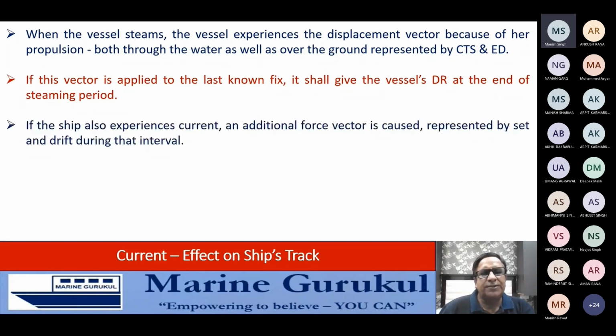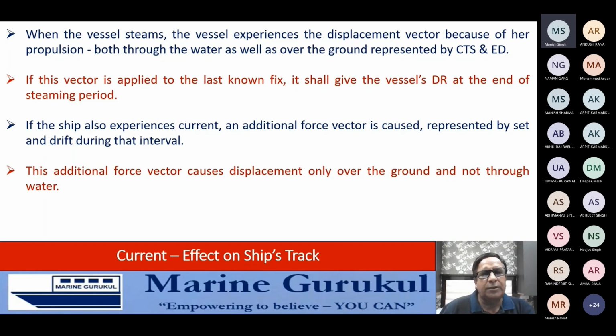If the ship also experiences current, an additional force vector is caused, represented by set and drift during the interval. This additional force vector, because of the current, causes displacement only with respect to ground, or over the ground, and not through water, because the water and ship flow together, or drift together, because of the current. So there is no displacement of the ship in relation to water caused by the current.